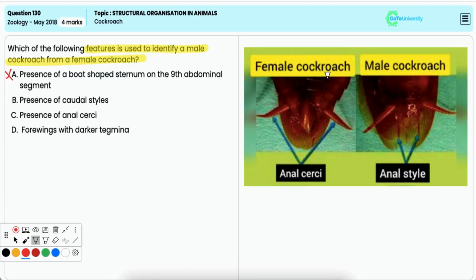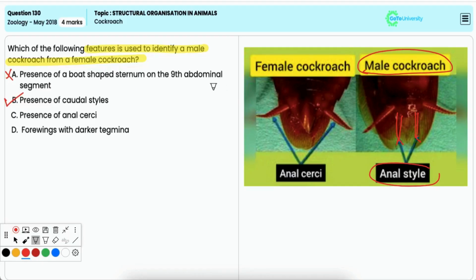Option B, presence of caudal style. Now, caudal styles are short, paired, spine-like structures found on the ninth abdominal segment in male cockroaches only. Thus, this feature is used for distinguishing male and female cockroaches. Hence, it is the correct option.